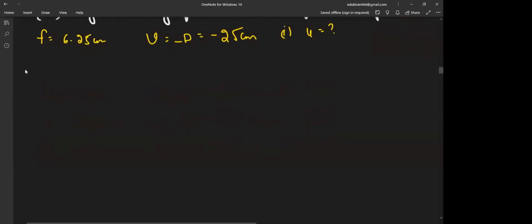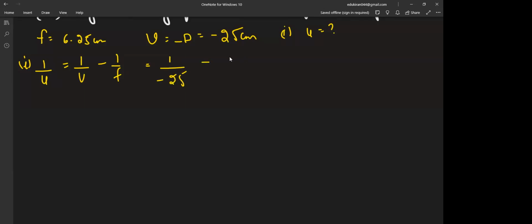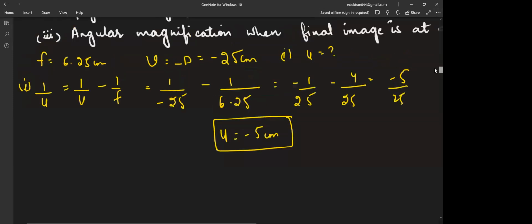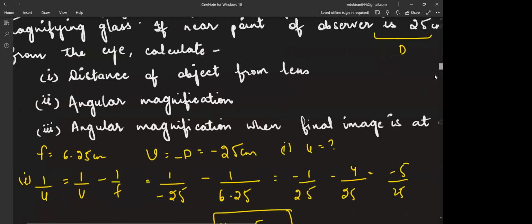So object distance, you don't need to calculate it from anywhere else. You know focal length, you know image distance. You can use the simple lens formula. 1 by F is equal to 1 by V minus 1 by U, so 1 by U will be equal to 1 by V minus 1 by F. So from here, this will be 1 by minus 25 minus 1 by 6.25. This we can write as 4 by 25. So minus 5 by 25. So object distance is minus 5 centimeters. So this is kept 5 centimeters in front of the lens. First part done.